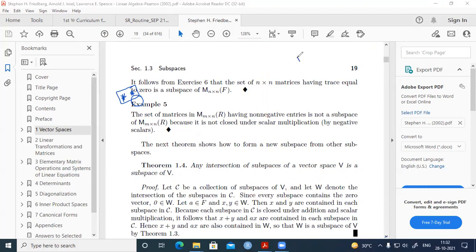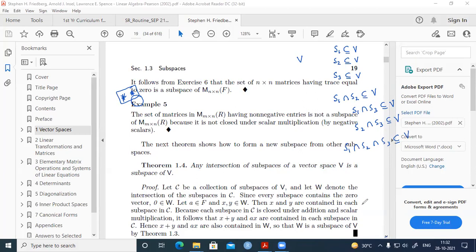It means that capital V is a vector space and S1 is a subspace of V, S2 is a subspace of V, S3 is a subspace of V. Then if you take the intersection of this, that will be a subspace of V. If you take the intersection of that, it will be a subspace of V. So any intersection of subspaces of a vector space is a subspace of V.